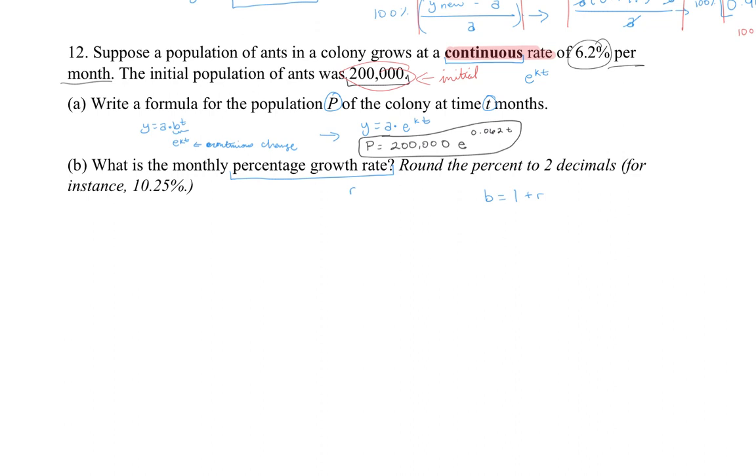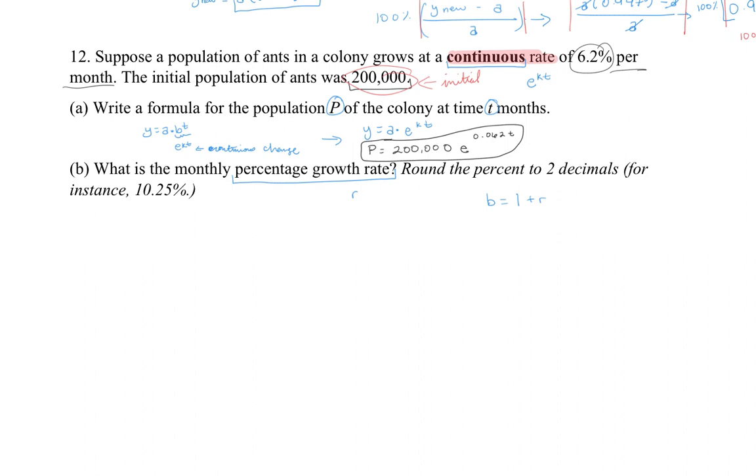Now, if we look at the continuous rate, we have something like e^k to the t. So, fun fact, e^kt is equal to b^t, right? Which means that e^k is equal to b. Which means that e^k is actually equal to 1 plus r. And what we're looking for in this case is r. That's what we're being asked for. So if we know e to the 0.062 has to equal 1 plus r, in order to get r, that'd be r equals e^0.062 minus 1, right?